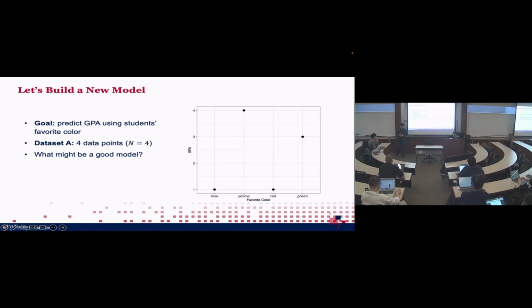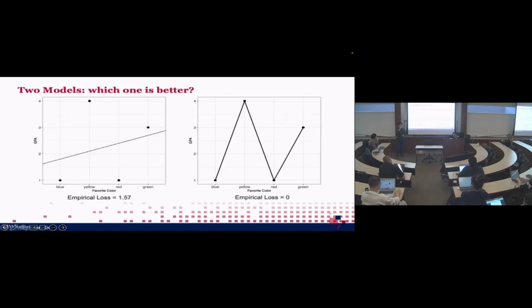What might be a good model to predict this relationship? I'll give you 2 candidates. First is this dumb linear regression. It's not linear, obviously, but let's just fit a line. And we can measure how poorly this model fits. The empirical loss measures how poorly this model fits the data we observe, and the empirical loss is 1.57, calculated by me.